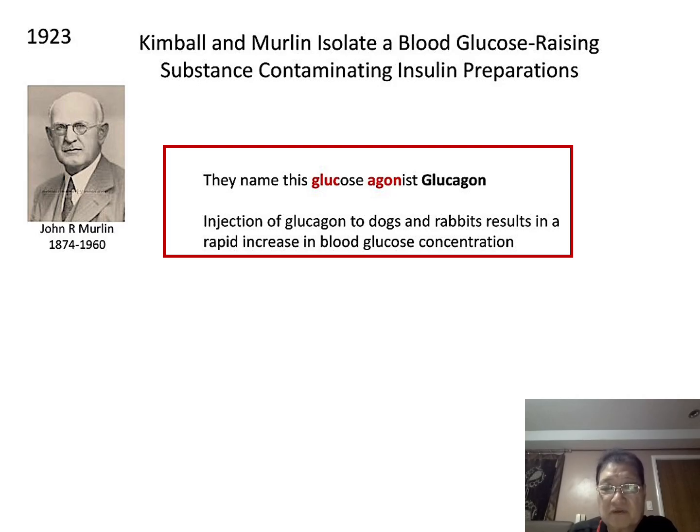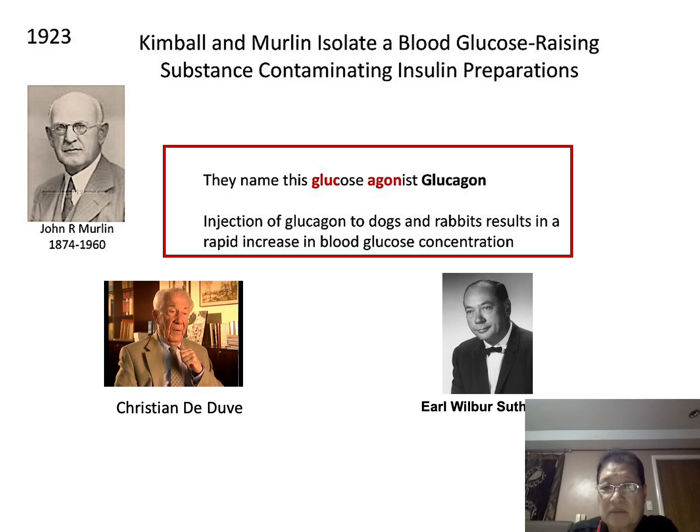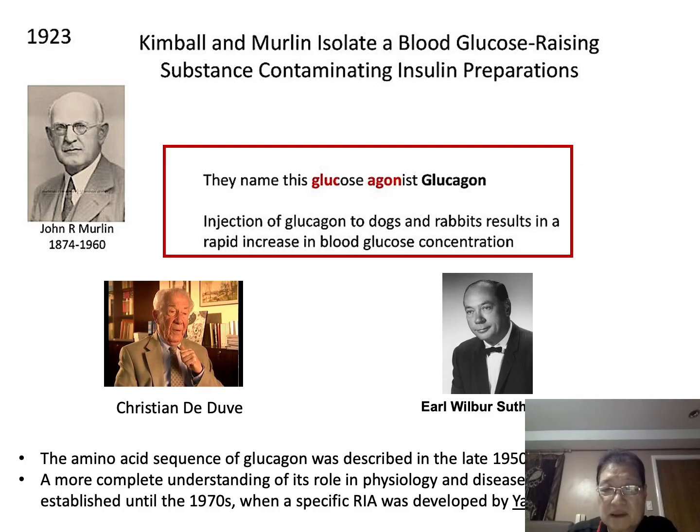However, it took a further 25 years before Sutherland and De Duve established that glucagon is released from the alpha cells. The identification of the amino acid sequence of glucagon and the development of the radioimmunoassay, a very sensitive glucagon test, by Yalow and Berson made it possible to quantify glucagon. That paved the path for a more complete understanding of its role in physiology as well as in disease.